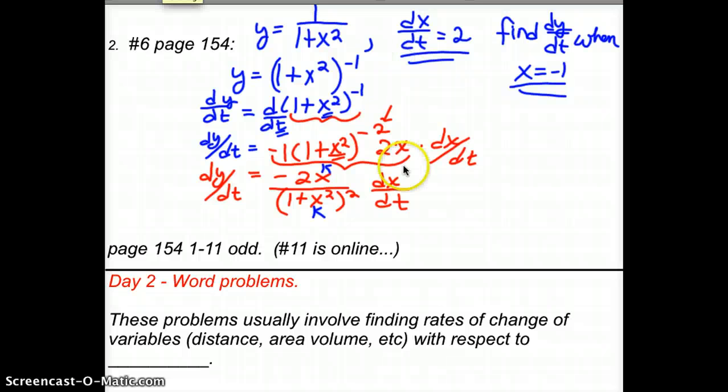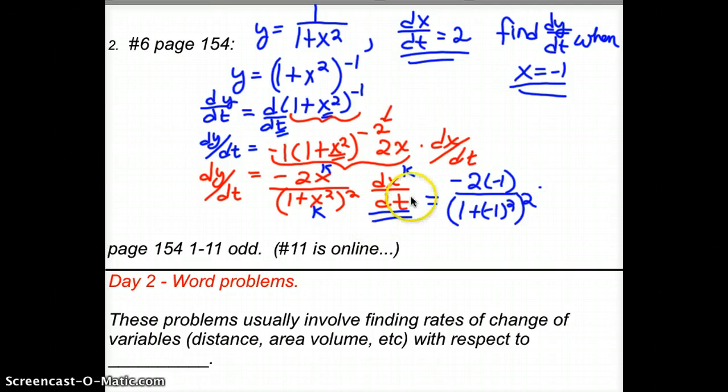So I know this. Right now, my last step is basically just plugging it in. So I'm not going to take up your time to go plug, well, I suppose I could. So I do -2 times -1, because it said x is -1, over 1 plus (-1) squared, times the change in x over time, which they told me up here is 2. And you would go clean that up and you would have your answer.